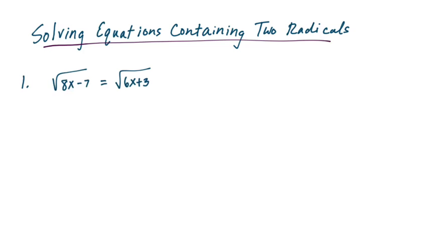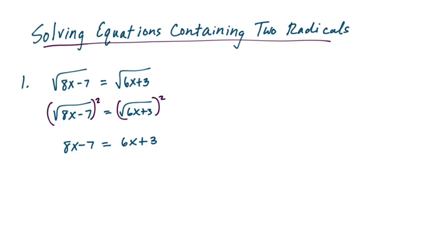If you look at this problem here, the square root of 8x minus 7 equals the square root of 6x plus 3. This is actually quite an easy problem because all we need to do is square both sides and we'll get rid of the radicals and we end up with a very nice equation. 8x minus 7 equals 6x plus 3. Now I'm just trying to get x by itself, but I need to get x on one side first, so I'll subtract 6x on both sides. We get 2x minus 7 equals 3.